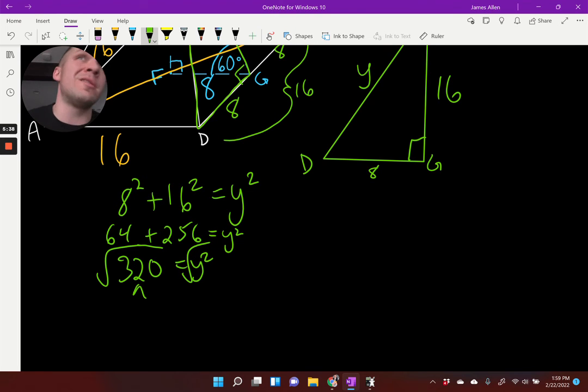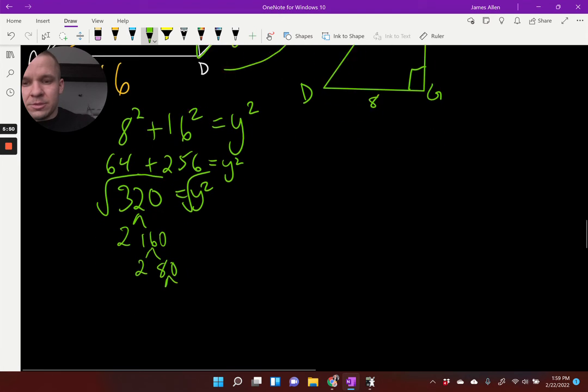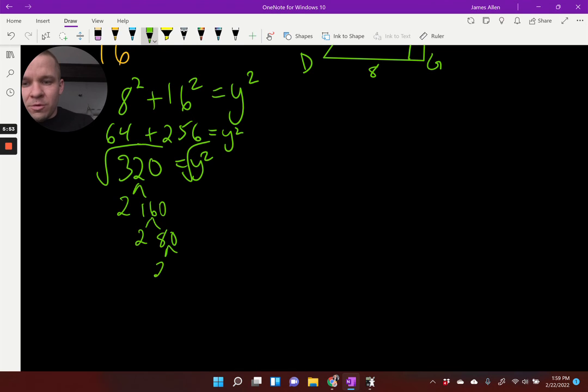Now, if you're a fan of perfect squares and dividing by perfect squares, this is a good time to use that. Otherwise, we'll go with the 2s since we usually do that. We'll start with 2s and go from there. I got 160. Then I've got 2 and 80. Let's keep moving. I need a little more space. 2 and 40. 2 and 20. 10. And 5. Make sure that looks like a 0.